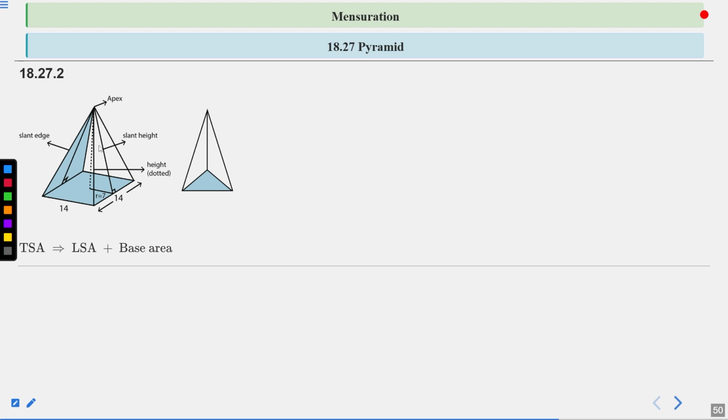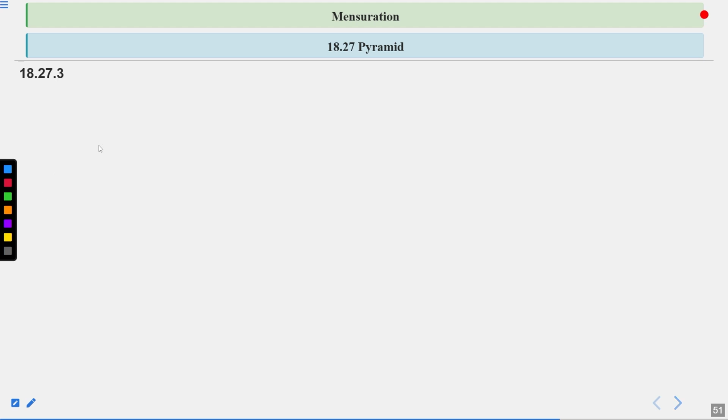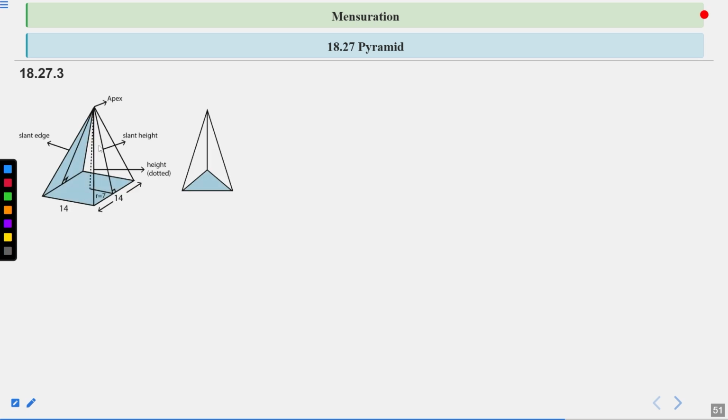Next one. In the pyramid, 18.27.3 formula. So this is the diagram. The volume will become 1/3 times the base area times the height. Because all the sides will be in triangular form, we need to calculate the base area multiplied by the height and take 1/3. Then we get the volume of the pyramid.